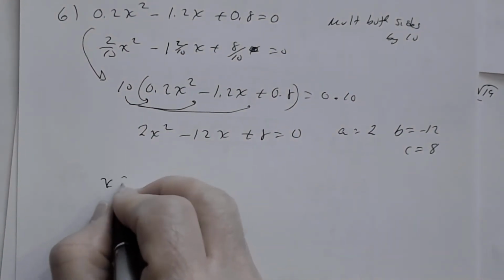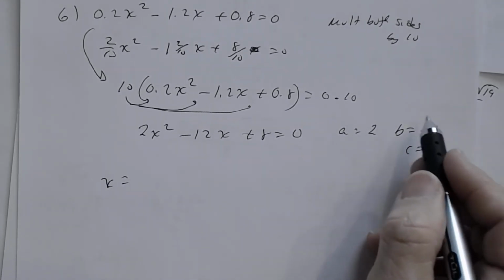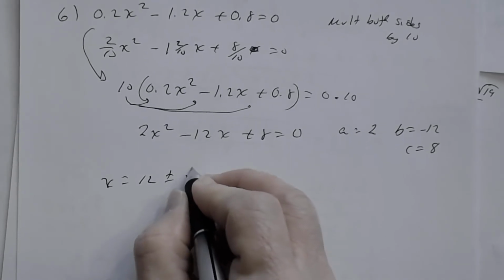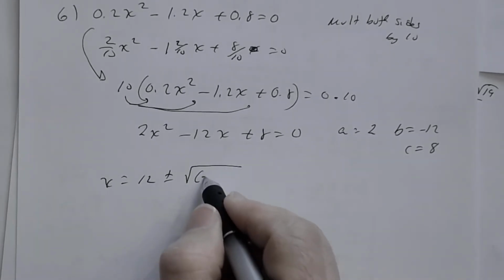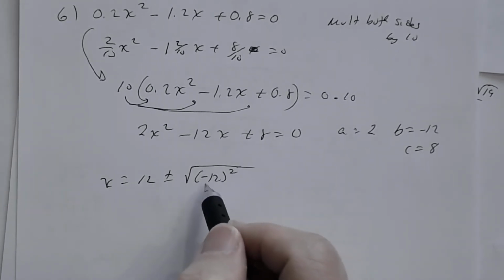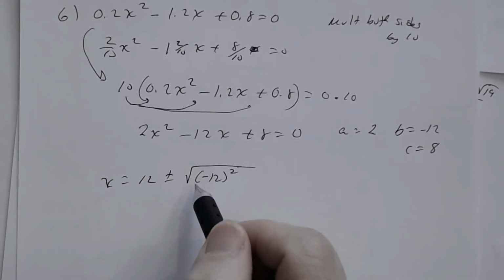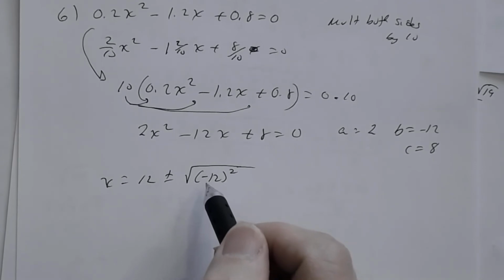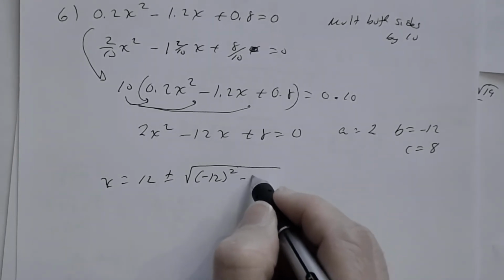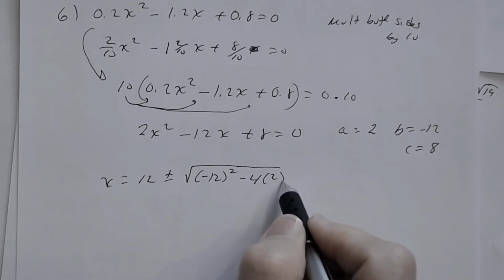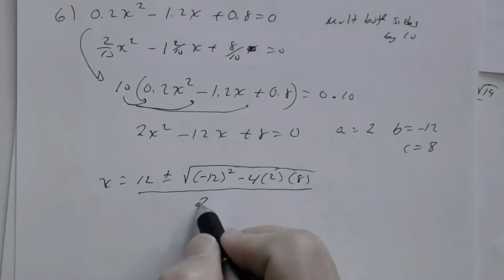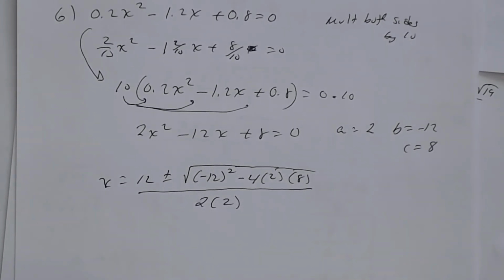So we're going to get x equal the opposite of b. So the opposite of negative 12 is a positive 12, plus or minus the square root of b in parentheses. Because remember, if you don't put in parentheses, it's going to be negative. And remember, b squared should always be positive or 0. B squared should never, ever be negative. Minus 4 times a, which is 2, times c, which is 8. All of that is being divided by 2 times 2, which is 4.